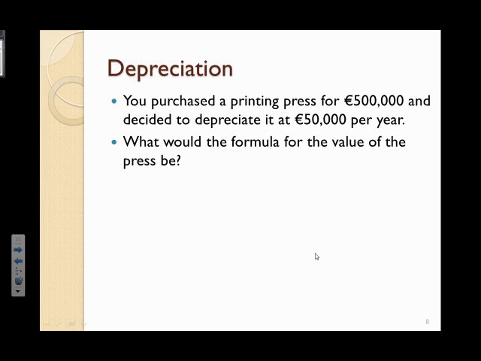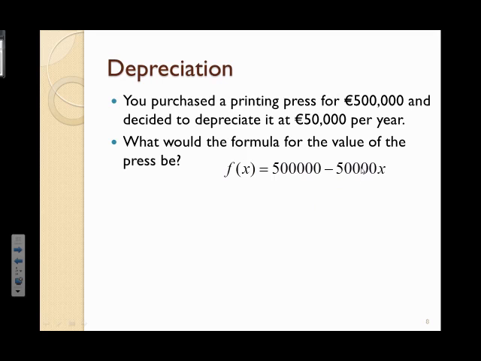Well, what would that kind of formula be? Well, just the way I described it. The value of the press right now, when you first buy it, is 500,000. And you're going to subtract 50,000 for each year. So we have our function, f of x would be the value of the printing press. And it starts out saying, well, it's going to be 500,000. And each year, we're going to subtract 50,000. So x represents the number of years, and we multiply that by the 50,000 per year.